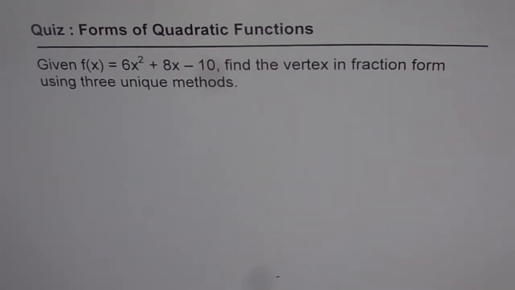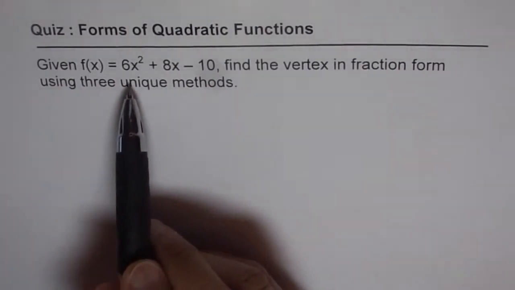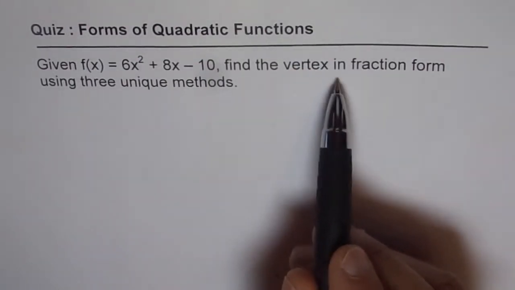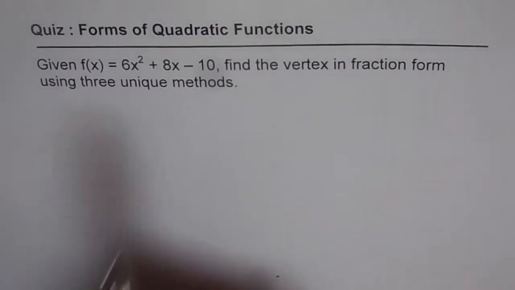Here is question number 7 for you. It is based on different forms of quadratic functions and how to use them. So the question here is, given f of x equals 6x squared plus 8x minus 10, find the vertex in fraction form, not decimals, using three unique methods.